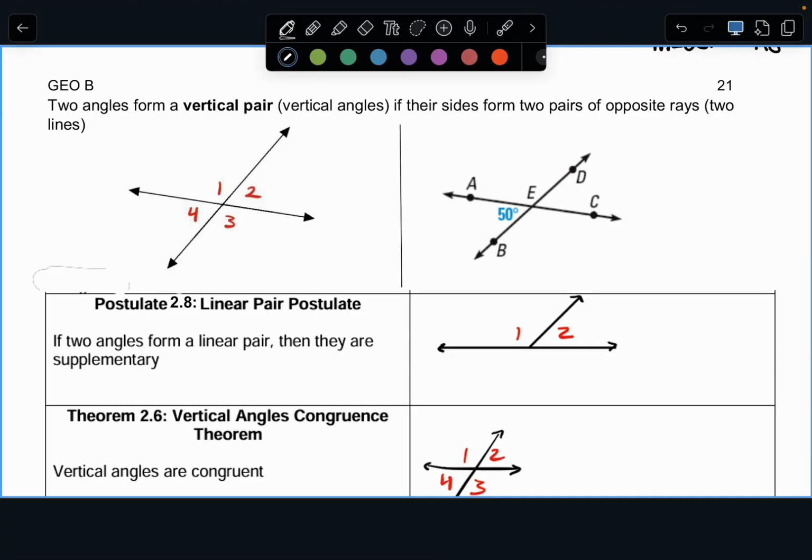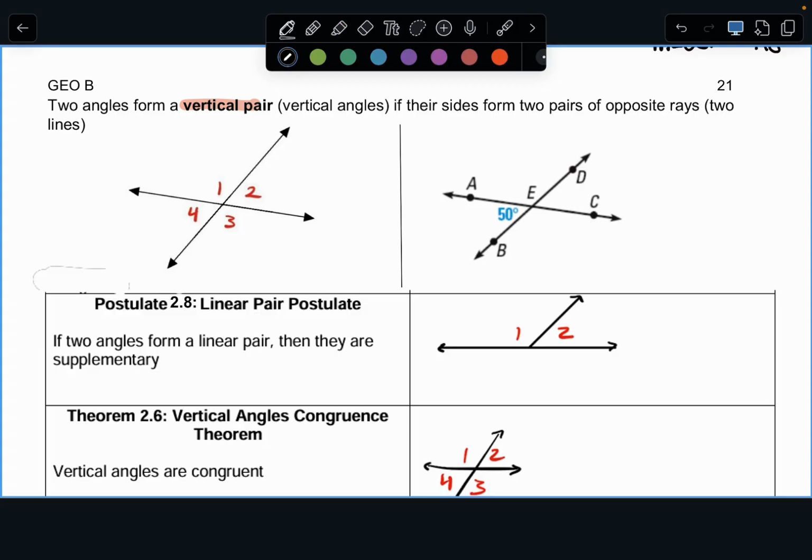Okay. Our next type, the second important word for today and the last important word of the unit, is vertical pair or vertical angles. I'll typically use vertical angles is how I'll talk about it. But vertical angles are two angles whose sides form two pairs of opposite rays. That is kind of hard to understand without a picture.